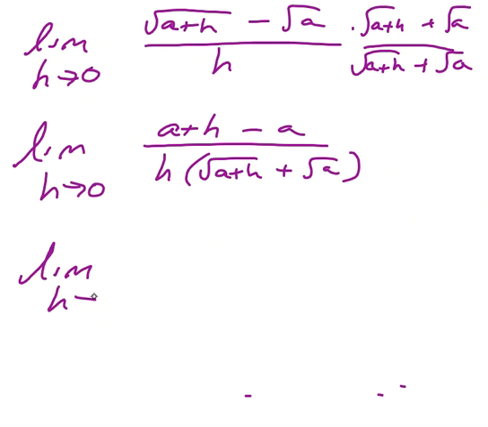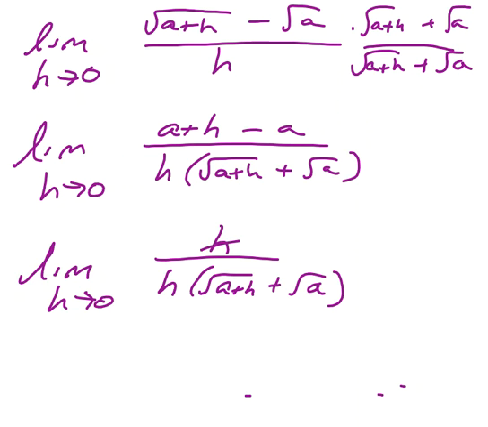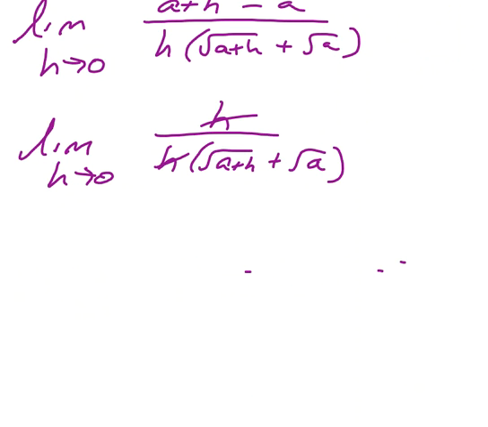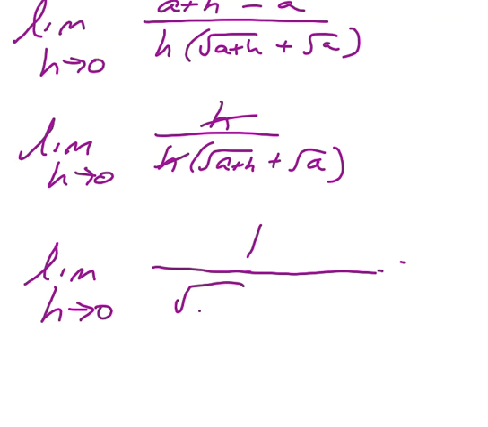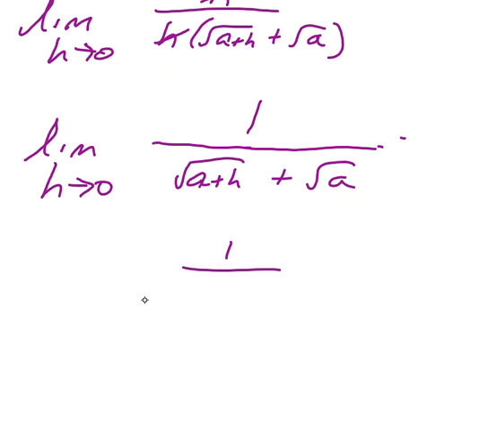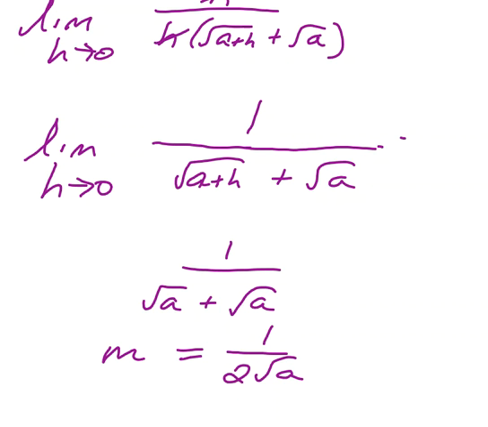So the limit as h approaches 0 of h over h, the h's are going to cancel. That's removing that 0 over 0, which is why I couldn't do a direct substitution at the beginning. We have 1 over the square root of a plus h plus the square root of a. Now I can do a direct substitution with the 0. I'm going to end up with 1 over the square root of a plus the square root of a, which is the same as 1 over 2 square root of a. So that's the slope of all of the different tangent lines, regardless of what a is.